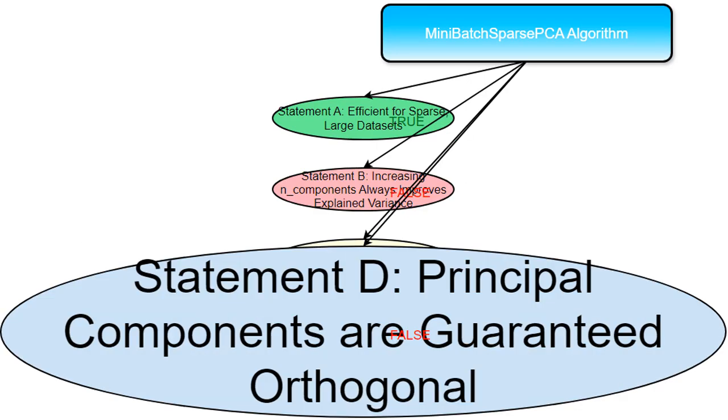False. While MiniBatchSparsePCA aims for orthogonal principal components, meaning they're mathematically independent, the mini-batch approach means we don't always get perfect orthogonality. There's some randomness involved. It's like trying to perfectly arrange many objects. It's difficult to make sure everything is perfectly aligned.